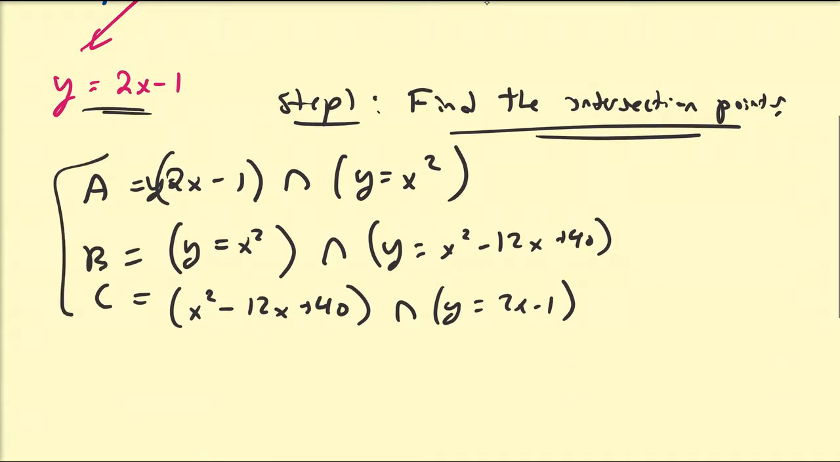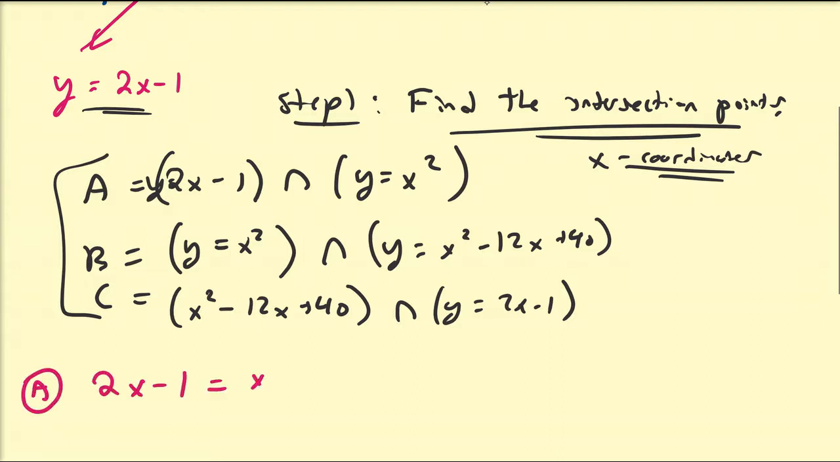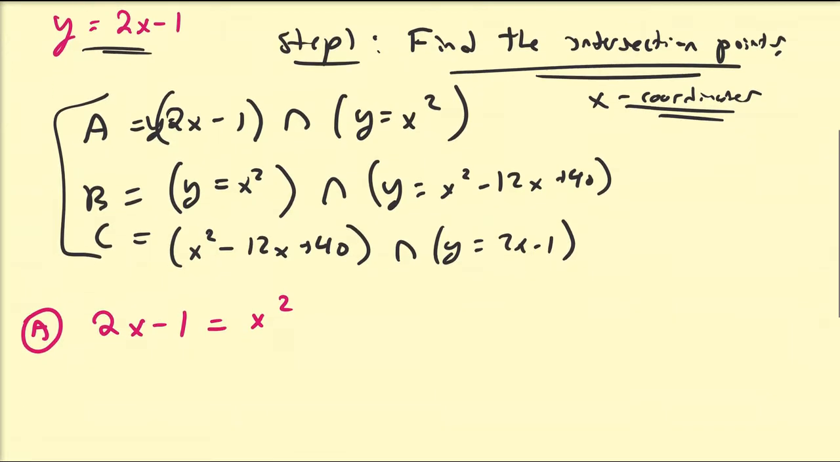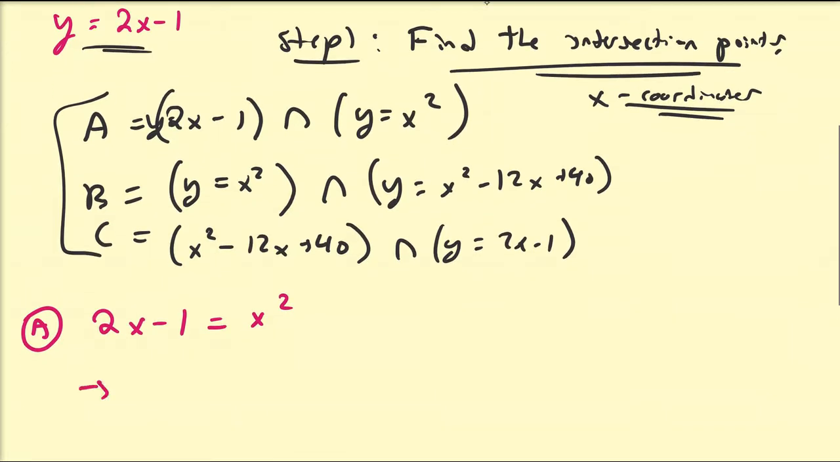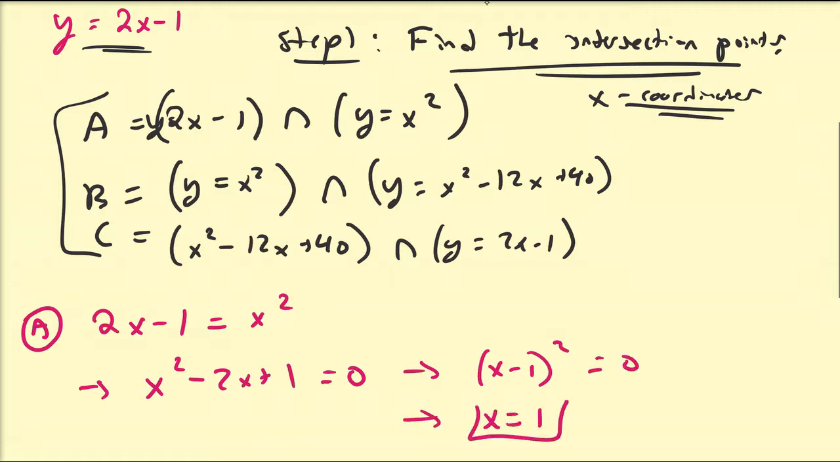So let's find the x coordinates. You only need the x coordinates for this. So let's solve the first equation, A. When is 2x minus 1 equal to x squared? We can isolate these things. So x squared minus 2x plus 1 must be equal to 0. We can factor that. That's going to be x minus 1 squared. So that means x must be equal to 1.